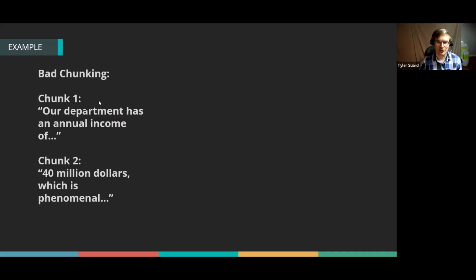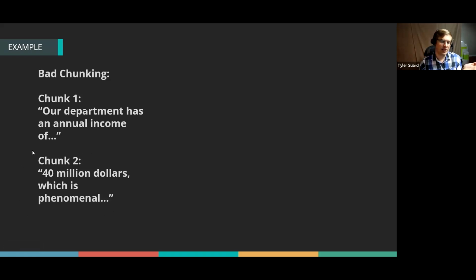For example, we were talking about your company's income. This would be really bad chunking because it's too short. Chunk one: "Our department has an annual income of," and then chunk two: "$40 million, which is phenomenal." This would be really bad because if you are doing vector search, like we said before, this chunk would show up. You would query "our company's income" and this chunk would show up, but this chunk would not. This is kind of the tag, what the information has that will be queried. And then this is the actual information that you wanted.